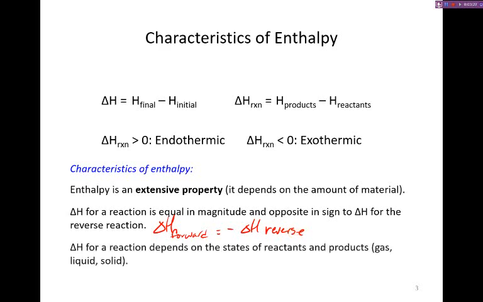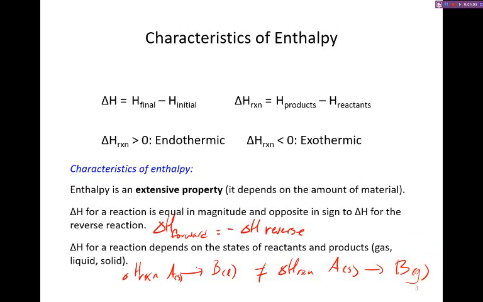And then finally, enthalpy depends on what state our reactants and products are in. So the enthalpy of reaction where we have a solid going to a liquid is going to be different from the enthalpy of reaction of a solid going to a gas of that same substance. Nope, that should be gas.